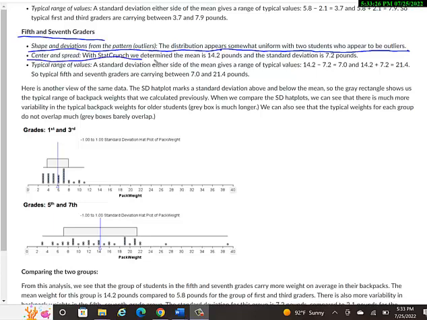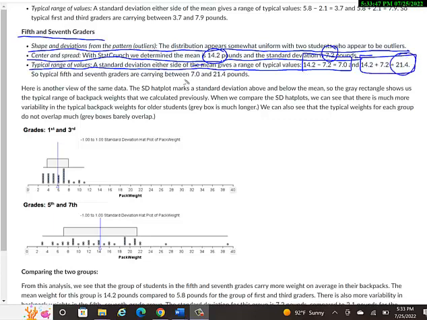Center and spread, with StatCrunch we determined that the mean is 14.2 pounds and the standard deviation is 7.2 pounds. So they calculate the typical range of values the same way, like we said before. It's the mean plus the standard deviation, and then the mean minus the standard deviation. Here they did the lowest value is 7.0, the highest value is 21.4. So that's quite a range there. A typical 5th or 7th grader has between 7 pounds and 21.4 pounds. That's quite a range, huh?